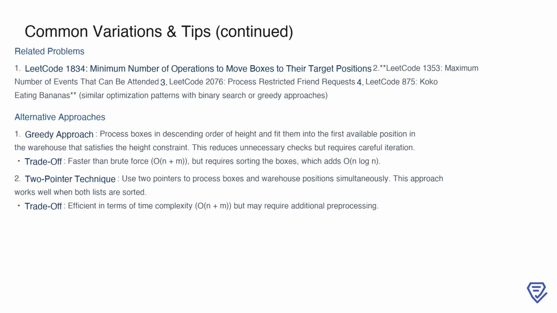There are also several related problems that you might encounter, which share similar optimization techniques. For instance, LeetCode 1834 focuses on minimizing operations to move boxes to target positions, while LeetCode 1353 involves maximizing the number of events you can attend. Problems like LeetCode 2076, which deals with processing restricted friend requests, and LeetCode 875, where you optimize Coco's banana eating speed, also rely on patterns like binary search or greedy approaches.